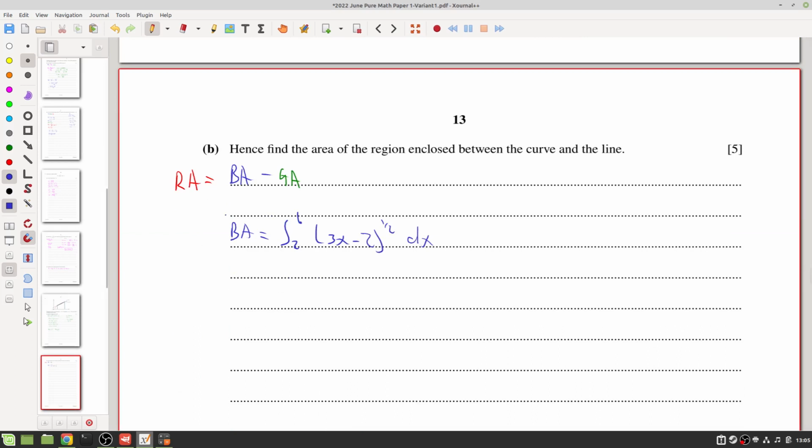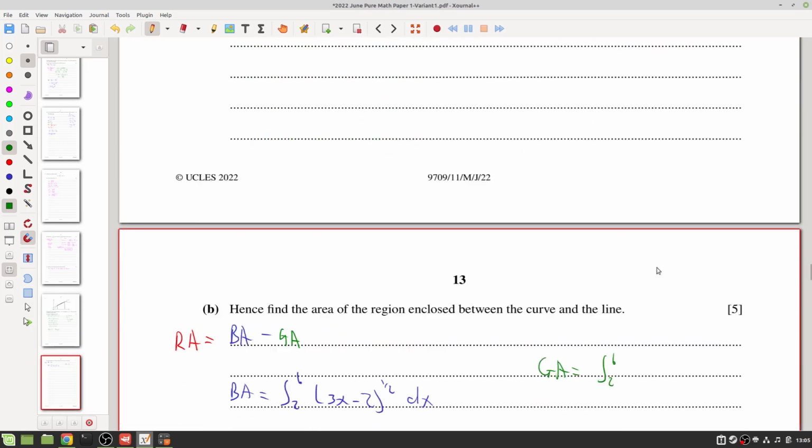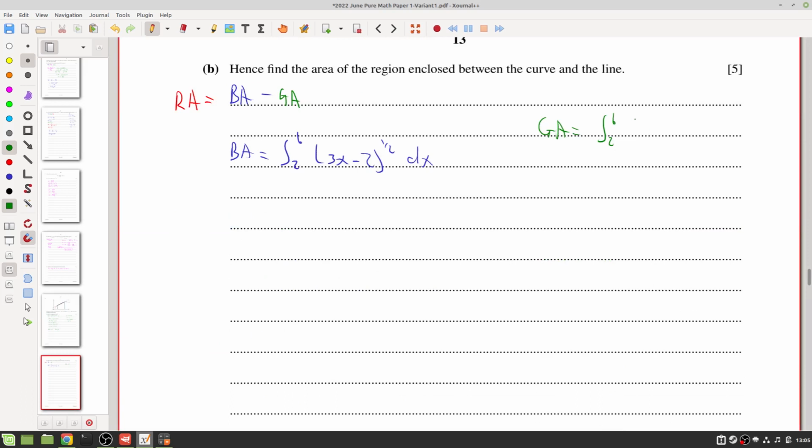Okay, and then for the green area, let's write that down as well. For the green area, we're going to integrate also from 2 to 6, but now we're going to integrate the straight line, which is half x plus 1, also with respect to x. Okay, so let's do the blue one.